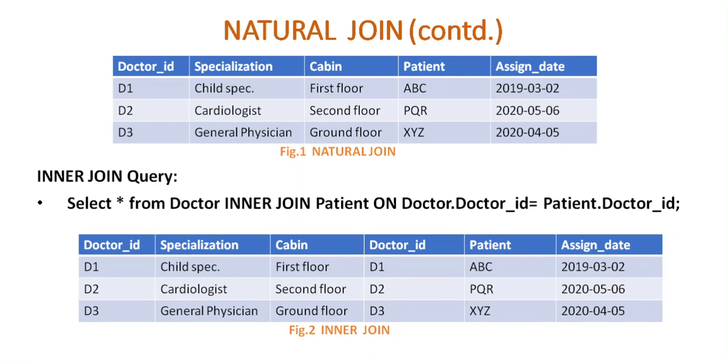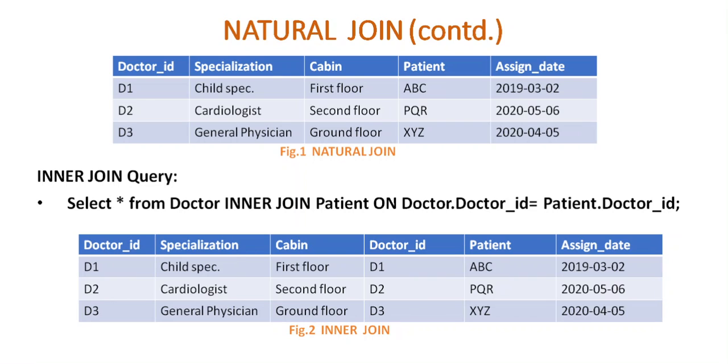Now see what is the difference between these two. In both results we are getting three rows only, but in natural join we are getting 5 attributes as output, and in inner join we are getting 6 attributes as output. Because in inner join we are checking an equality condition, it will display the common attribute twice. So we have got 3 attributes from the doctor table, that is doctor ID, specialization and cabin, and we have got 3 attributes from the patient table, that is doctor ID again because it is also there in the patient table, patient name and assigned date. Okay, so this is the difference between natural join and inner join.